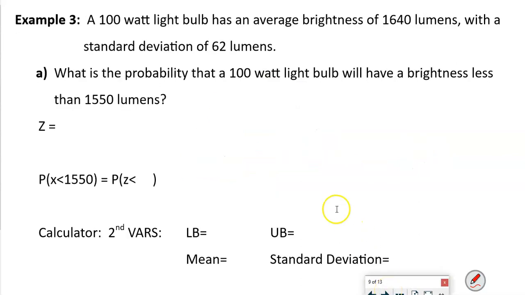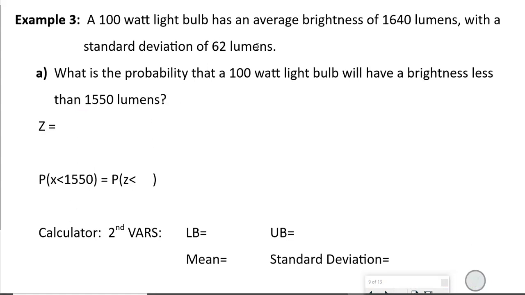All right, now what we're going to do is actually use the z-scores to find probabilities. So it says a 100-watt light bulb has an average brightness of 1640 lumens with a standard deviation of 62 lumens. What is the probability that a 100-watt light bulb will have a brightness less than 1550 lumens?